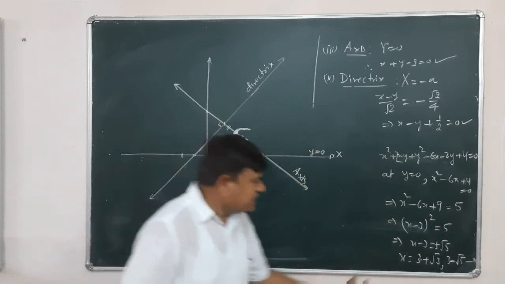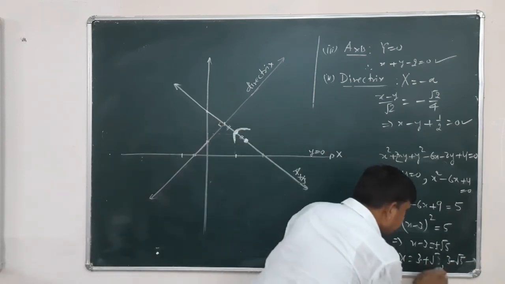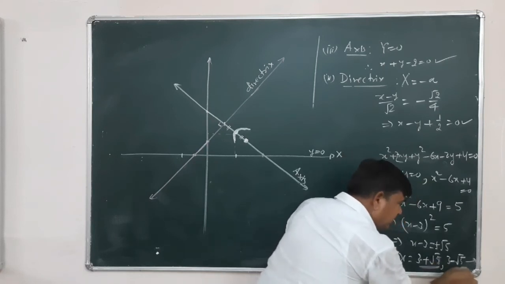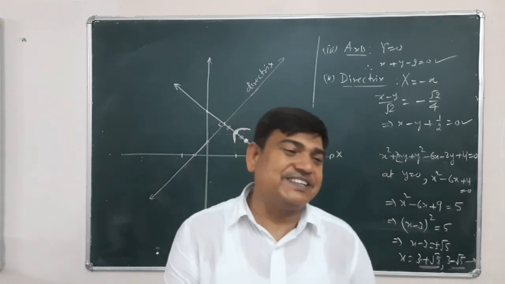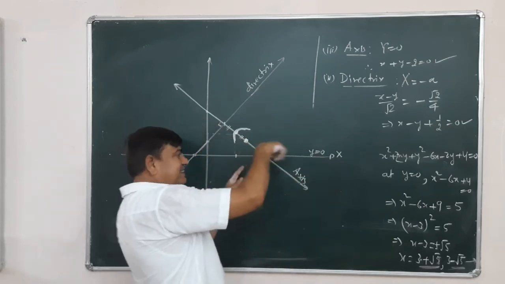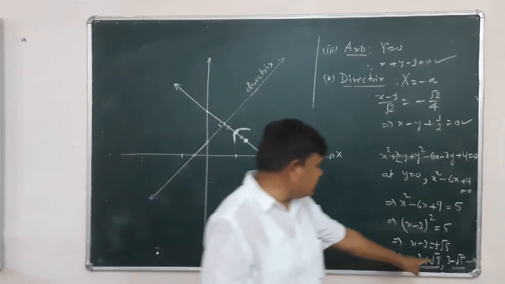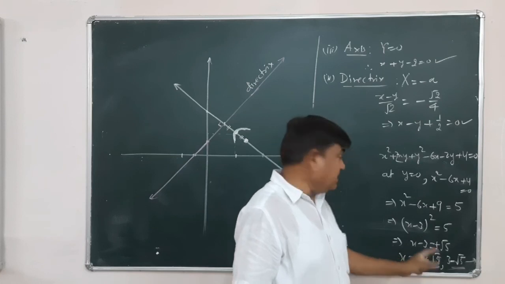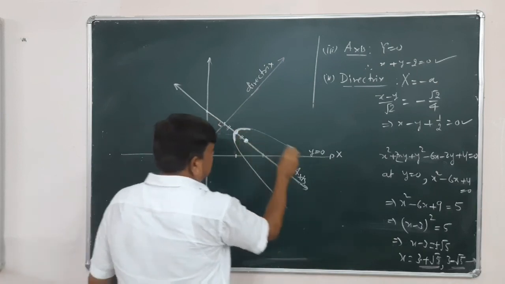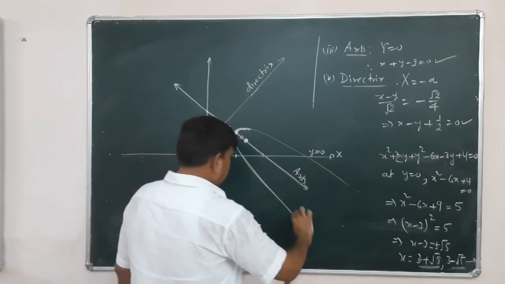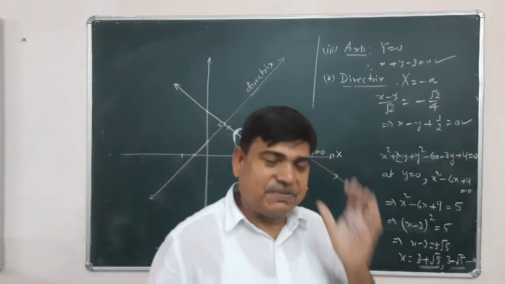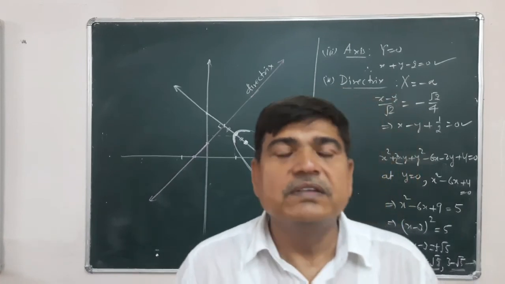Now, 3 plus root 5 is positive, and root 5 is 2 point something, so 3 minus root 5 is also positive. Both the x coordinates are positive, which means it will intersect the positive part of the x-axis. You can see here, it is 3 plus root 5 somewhere, so it will intersect like this. So this is the tracing of this particular parabola.